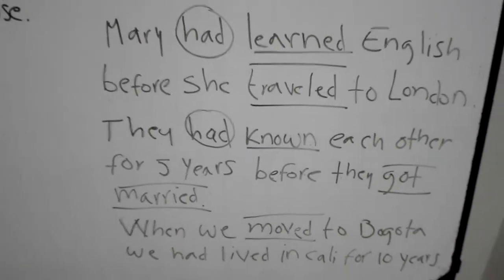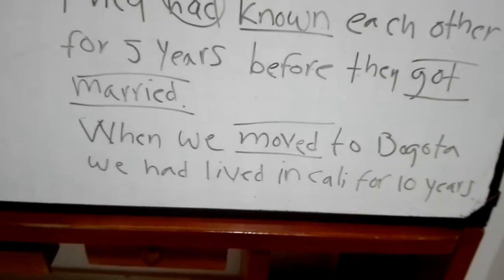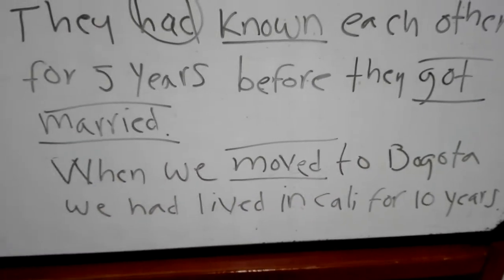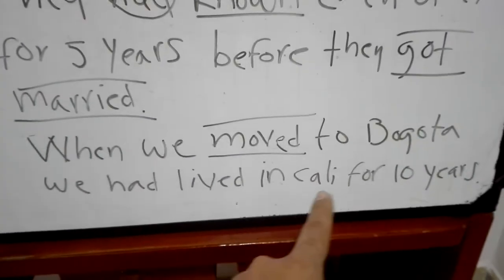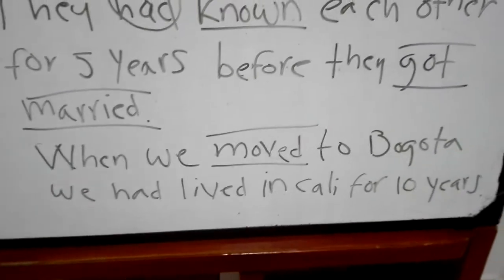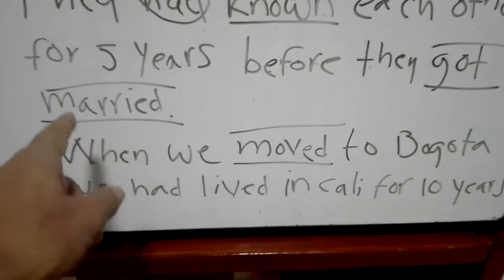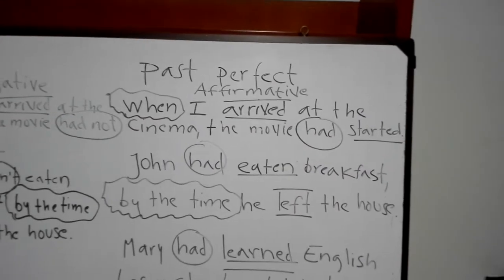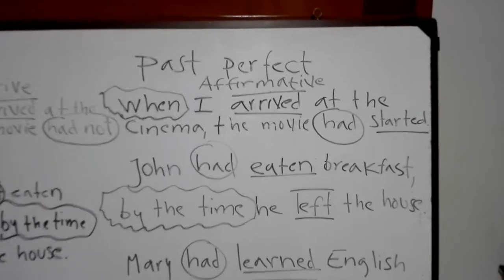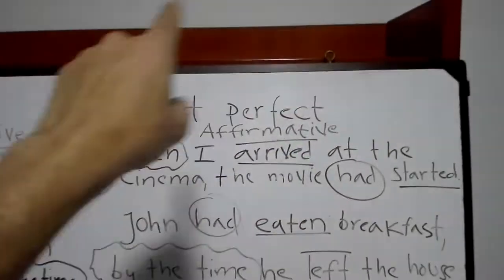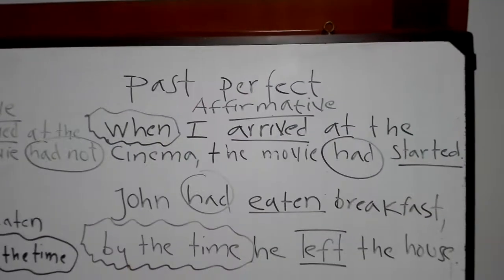Okay? And another one. When we moved to Bogota, okay, when we moved to Bogota in the past, we had lived in Cali for 10 years. So, what happened first? We had lived in Cali for 10 years. And what happened next? We moved to Bogota. You see? So, this is past perfect. And these are affirmative sentences. And again, we combine the past perfect with the past simple to give, okay, a better idea of the situation.